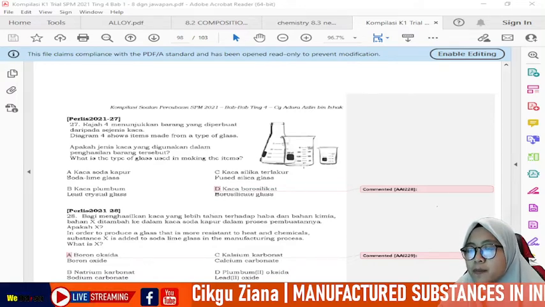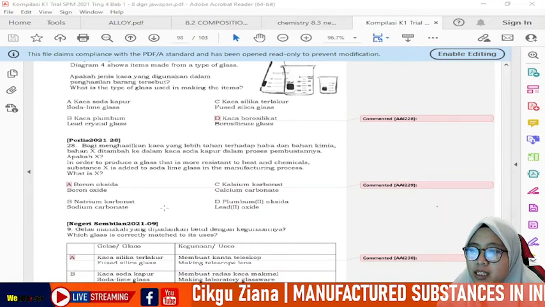So, what is it? Ainin? Yes, teacher. Glass. Soda lime glass. Wrong. Borosilicate glass. Borosilicate glass. Okay. So, Perlis.